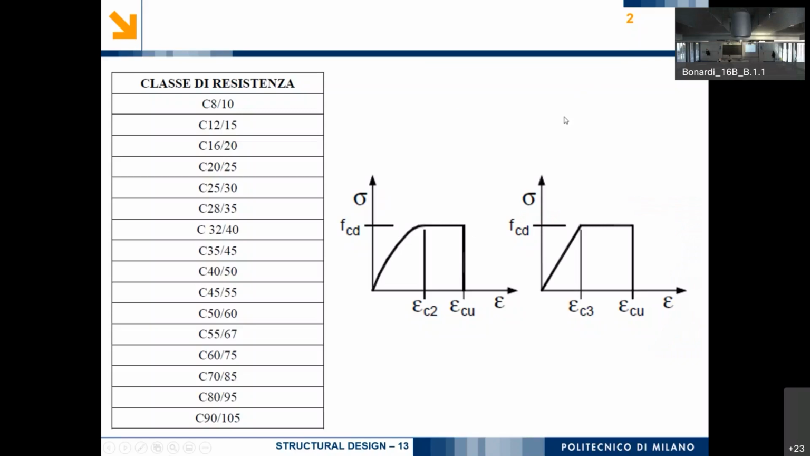So as I was saying before, this is the last lecture of the course, and this lecture will be split into two parts. The first one will again focus on the behavior of reinforced concrete structures acting under combined bending moment and axial force.